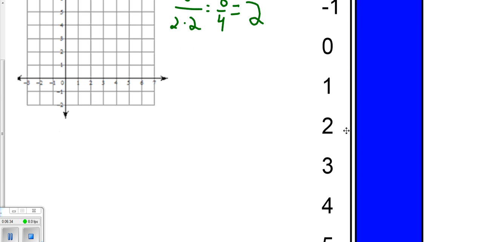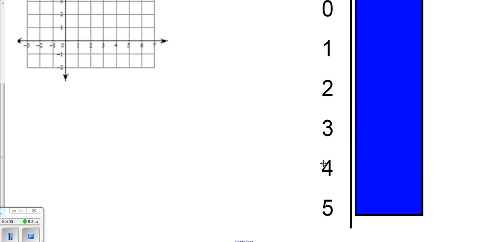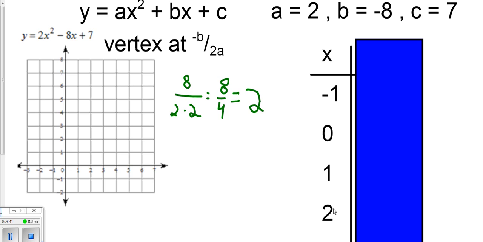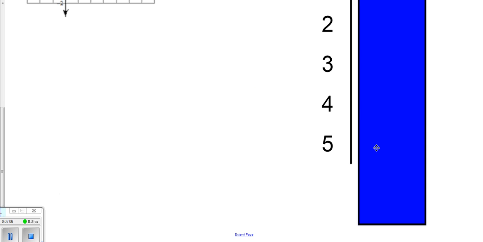And we have all the numbers that are around it. So going smaller: 1, 0, negative 1. Going bigger: 3, 4, and 5. Now that we have our numbers for our table, we just plug them in. So plug negative 1 in for x here. So we're doing negative 1 squared becomes 1. Multiply that by 2, so that becomes 2, minus 8 times negative 1 is negative 8. So if we're minusing a negative 8, that's like we're adding 8. So 2 add 8 is 10, add 7 makes 17.